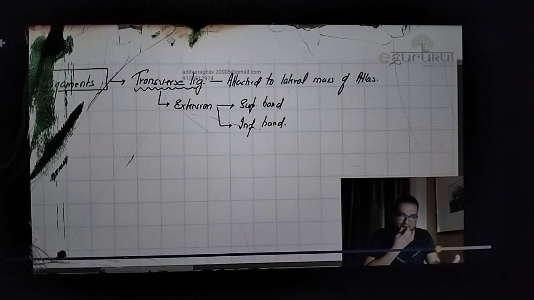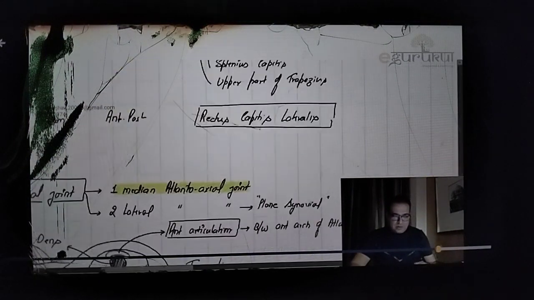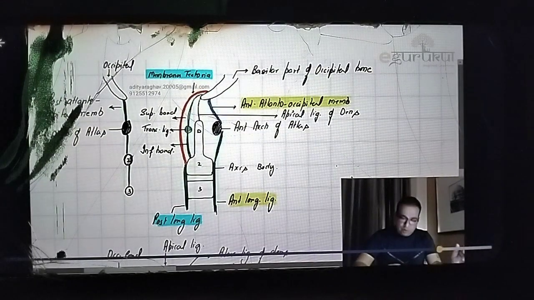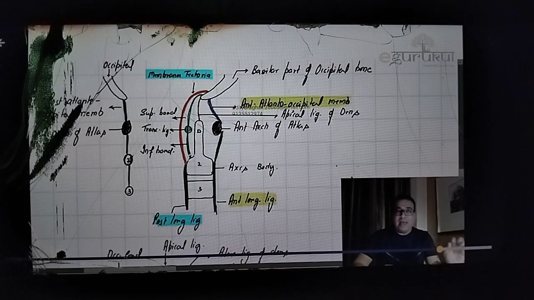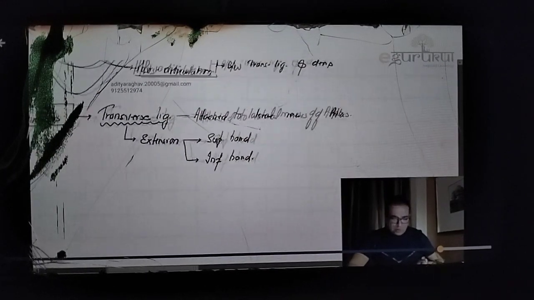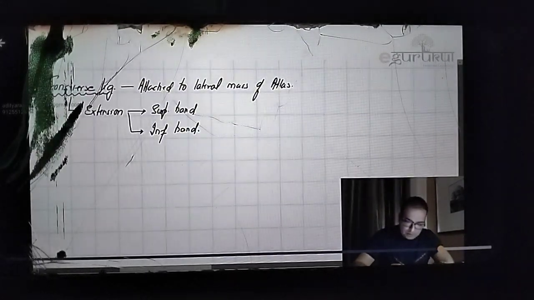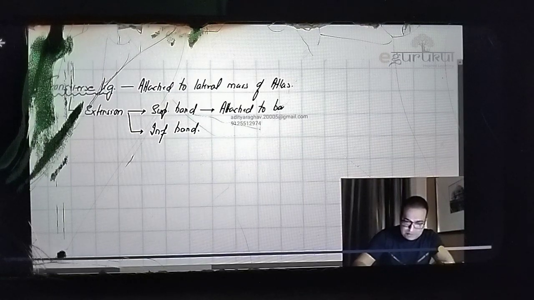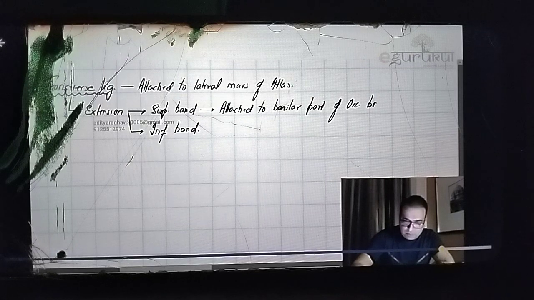If I take you back to the superior band and inferior band, just look at this picture once again. Guys, the superior band is attached to what? It is attached to the basilar part of occipital bone, and the inferior band is attached to the body of axis. You can say posterior surface, or you can simply say the body of axis. So again, for notes purposes, you can write it down as well: the two extensions of transverse ligament, the superior band, going above and attached to the basilar part of occipital bone, and the inferior band is attached to the body of axis.